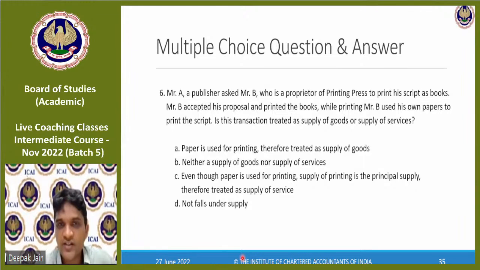We have seen that clarification, no? So when a publisher gives his content to a printing agency, and the agency gives the books, it is still treated as supply of service. So our correct answer is D. Even though paper is used for printing, supply of printing is the principal supply, therefore treated as supply of services.